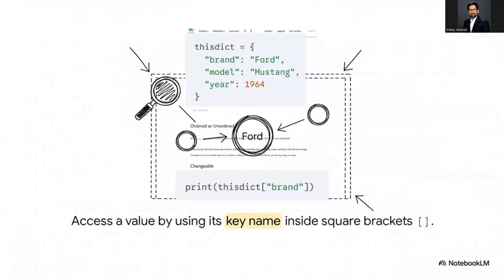Okay, so how do we get it back out? Well, it's incredibly easy. You just use the dictionary's name and then you pop the key you want inside of square brackets. So just like the example shows, using the key brand inside of the square brackets, you will have the value for it instantly.